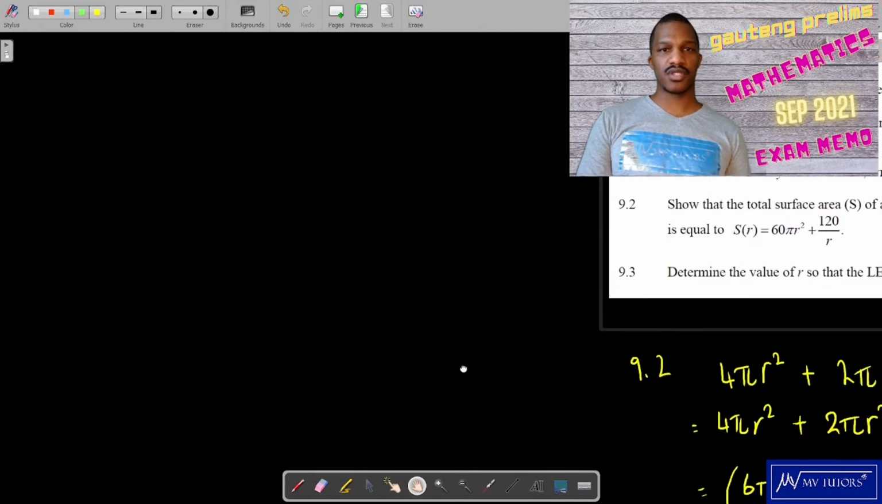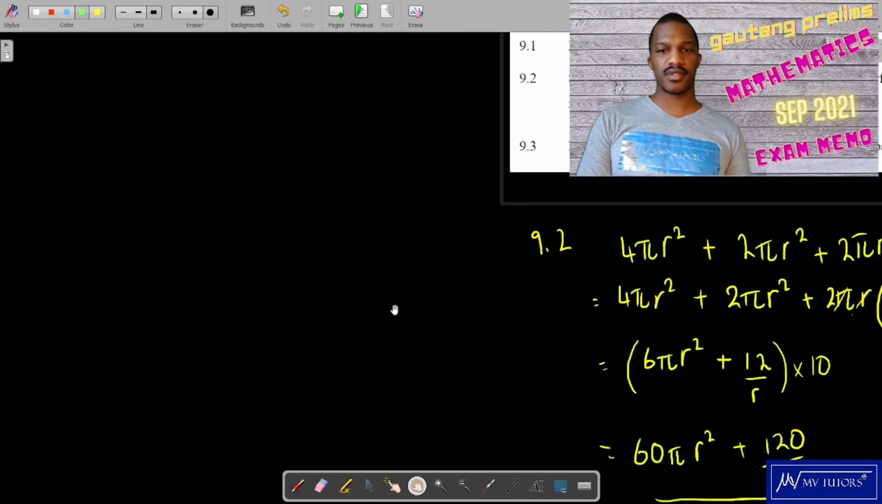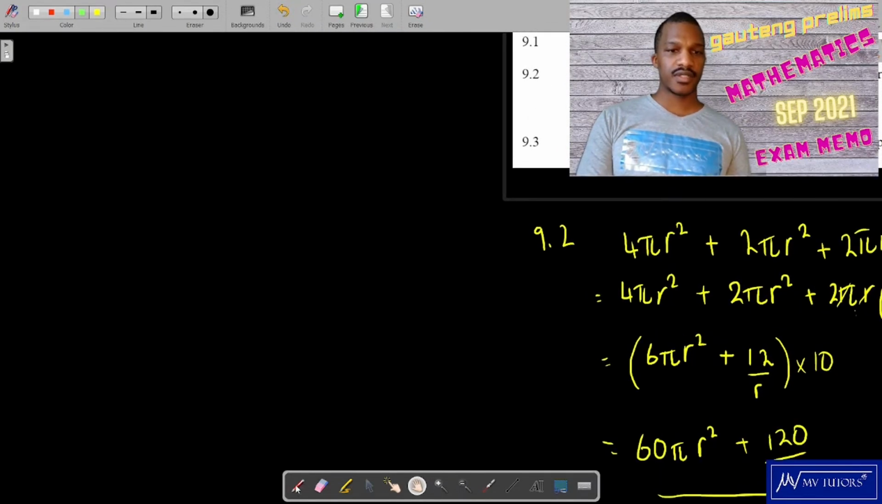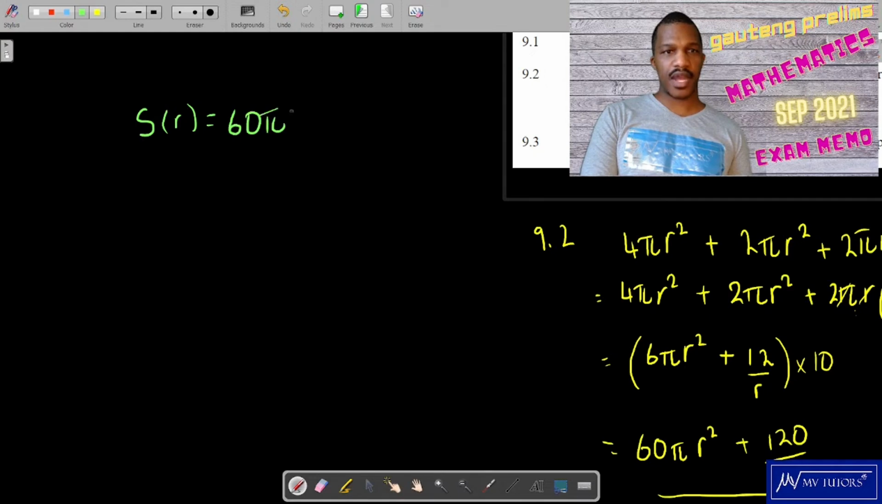But here, what we are dealing with then is this formula. Let me rewrite it, but it feels a bit far, so I'm going to do it here. So the surface area in terms of R is actually equal to 60 pi r squared plus 120. Now I want to bring that r on top, so it becomes r to the power of -1.